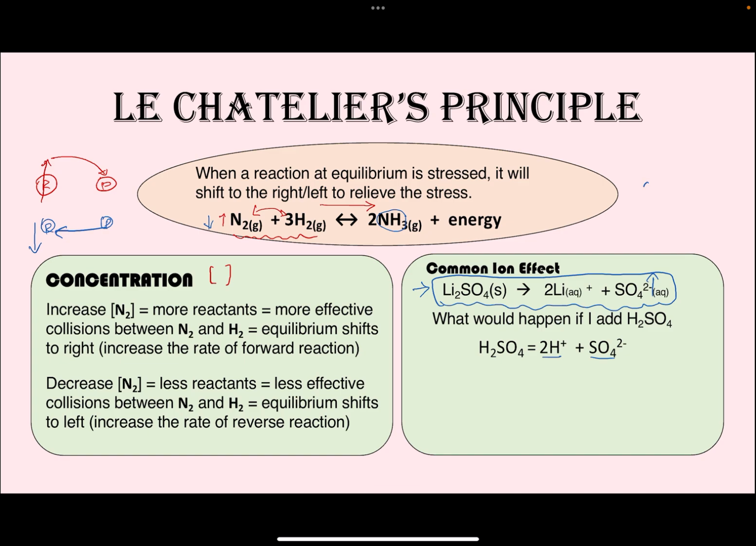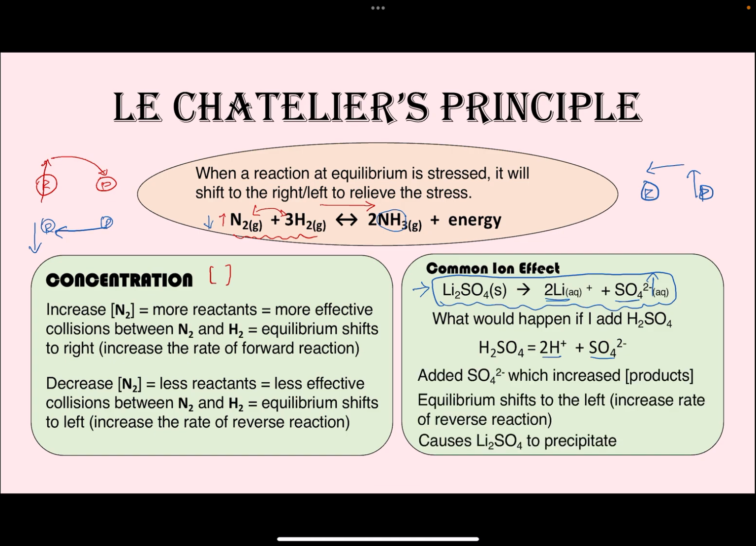Okay, so it's only going to increase the concentration of the sulfate ion. So if we do once again the reactants and the product side, because our product side is higher, we are going to have more collisions between lithium and sulfate ions. So that means the reaction is going to shift to the left. Okay, so this is how the common ion effect works. You just have to see which ion is going to be impacted. That is going to make that side higher in concentration. There's going to be more collisions on that side and the reaction shifts to the opposite side.